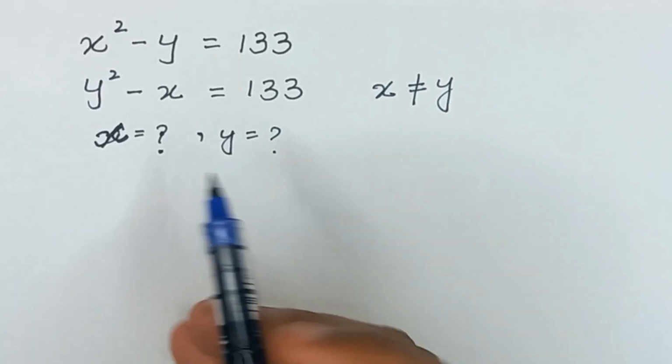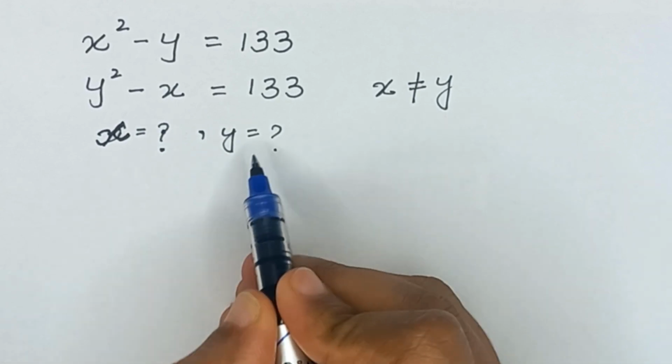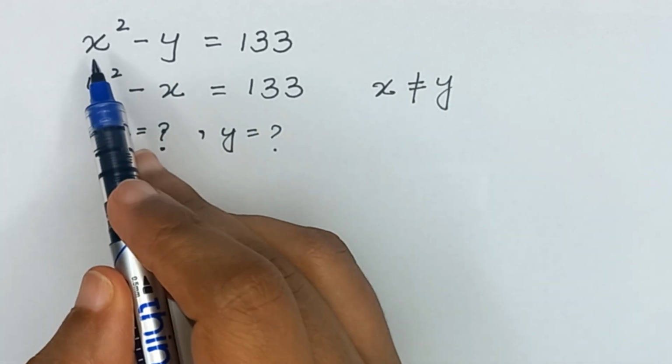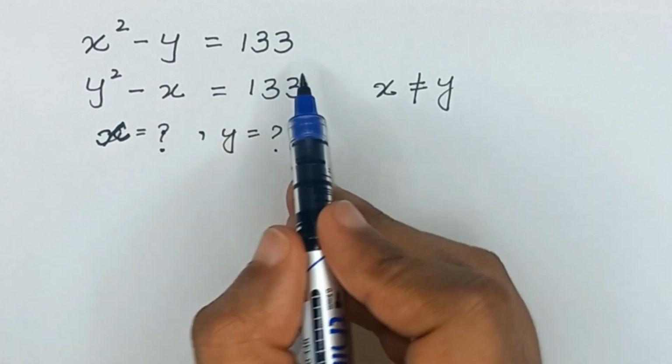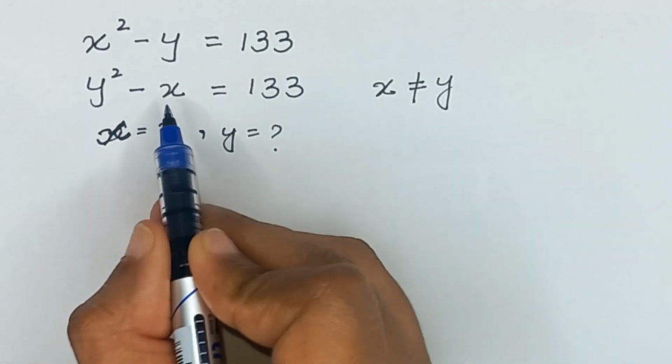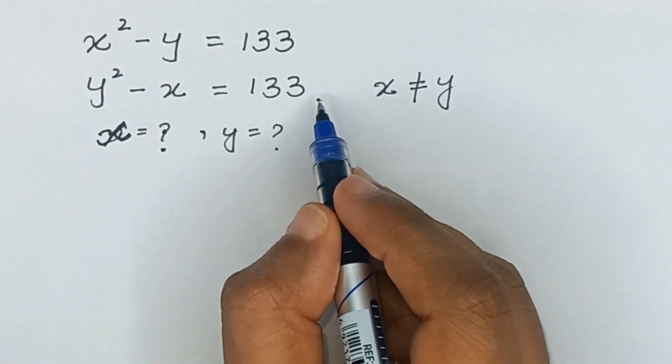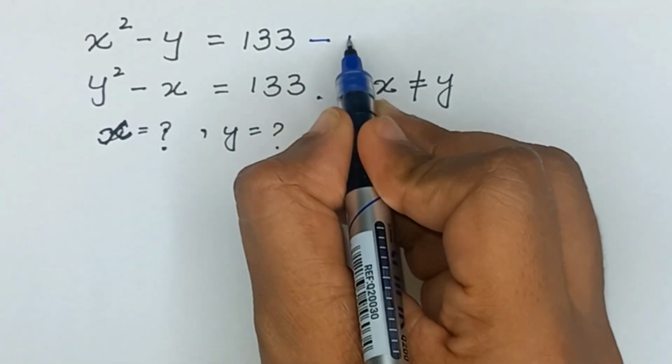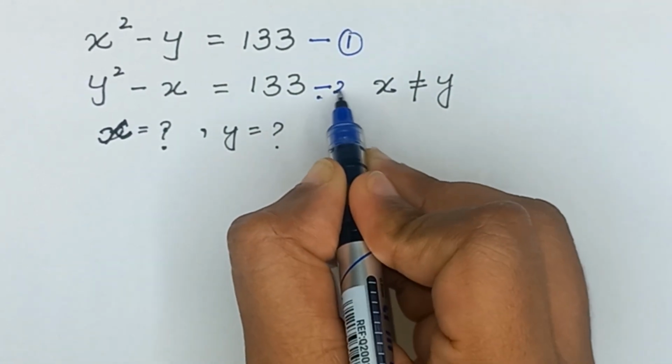In this question we will find the value of x and y from these two given equations, which are x square minus y is equal to 133 and y square minus x is equal to 133. So first of all I will name it equation number 1 and equation number 2.